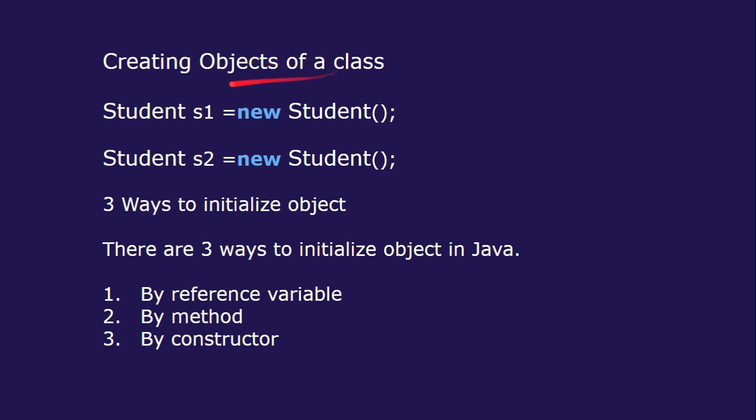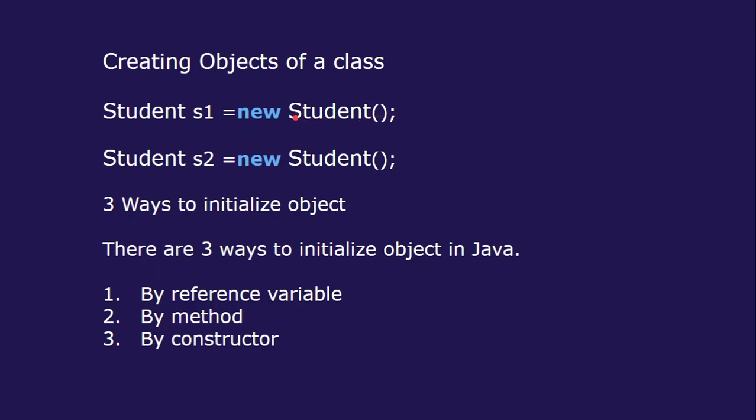So Student is the class name, S1 is the object name, equal to new is the memory operator to create the memory space for the class Student, and then the class name, semicolon. So this is the syntax. The class name followed by the object name. This is a variable name given by the user for the object, and new is the keyword that should be as it is, and then again the class name.